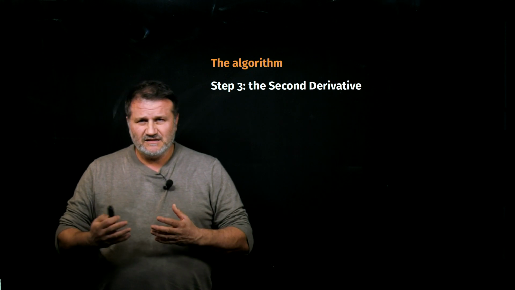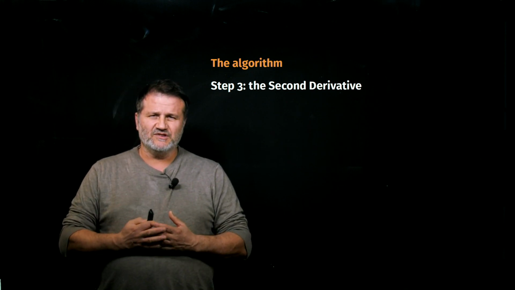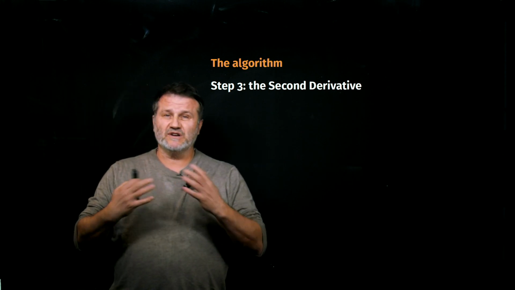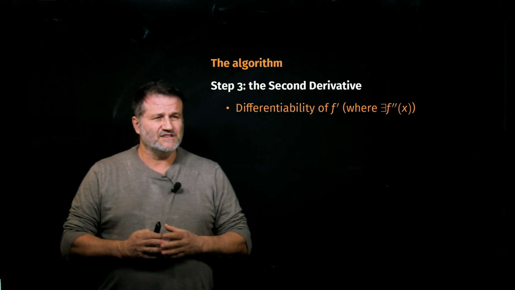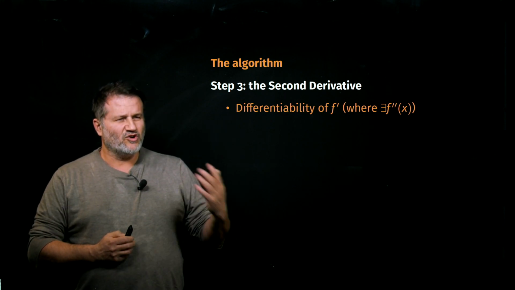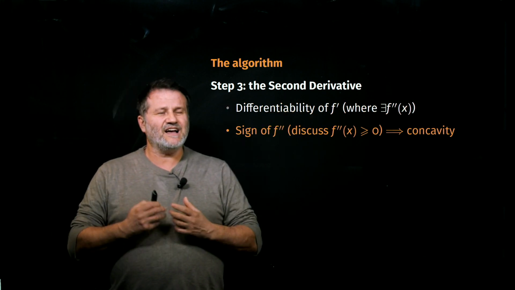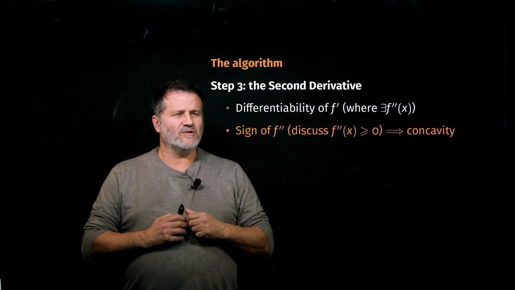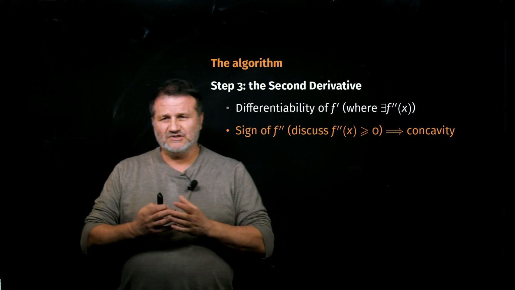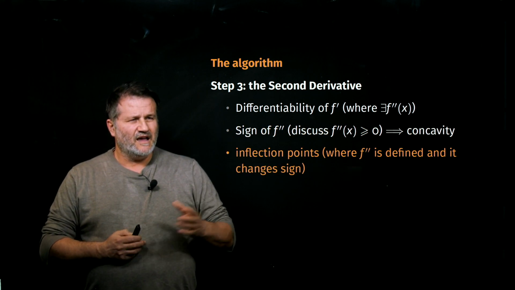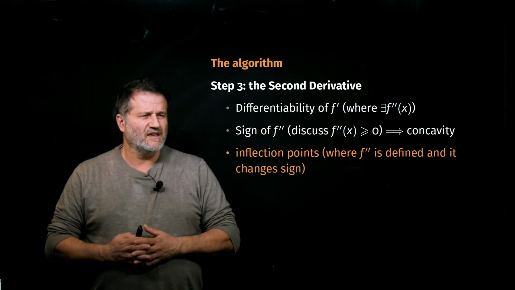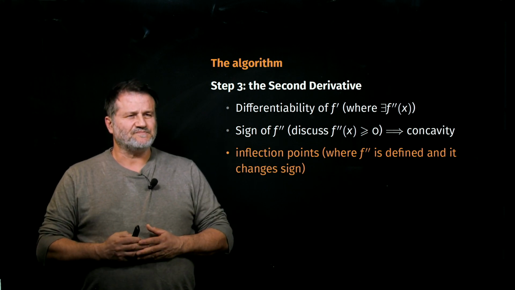The next step, to provide a better figure, is the discussion of the second derivative, because this provides the information about the concavity of the function. So we have to discuss the differentiability of f prime, that is where the second derivative is defined, compute the second derivative, and discuss the sign of f second. So solving again an inequality like f second of x greater or equal than 0, and this will determine where the function is concave or convex. And points where the concavity changes are called inflection points. That might be interesting for plotting the function.